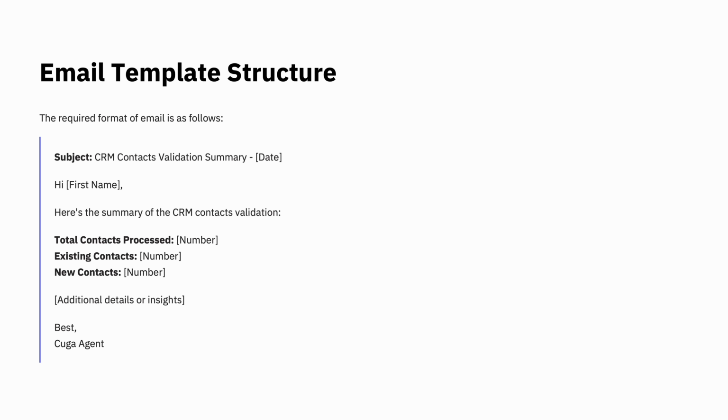Here we show the required email template. The user defines this template in Markdown and includes placeholders for inputs such as contact counts or CRM results. CUGA automatically fills these placeholders with the appropriate values based on the data it processes. The structure of the email stays exactly as the user defines it, ensuring consistency and clarity.